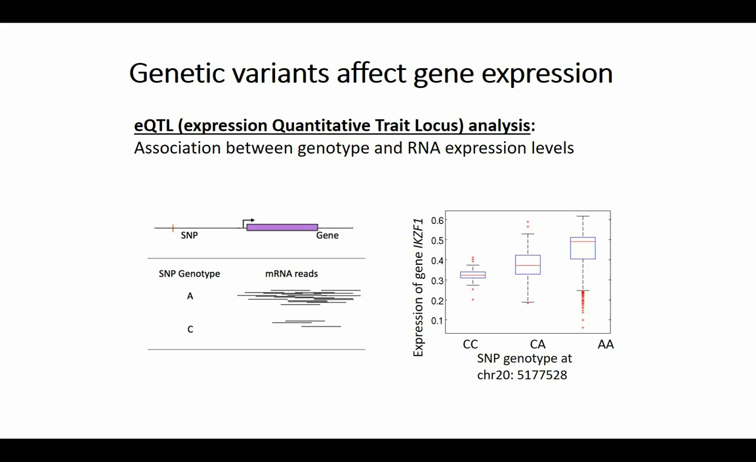Whenever you have C in this same position, you have this level. Or in other words, let's say in the box plot that you just saw, CC will give this level of expression, CA will give this, and so on. Okay, so that's the idea. That's what we are looking for.